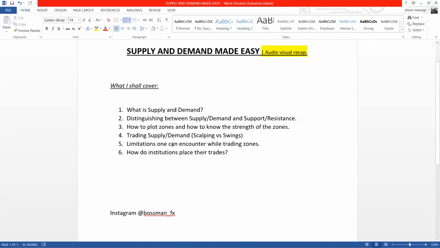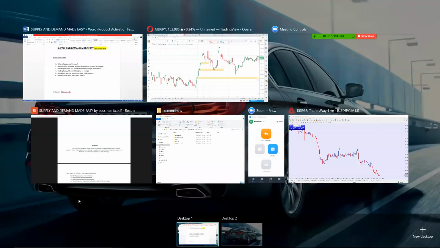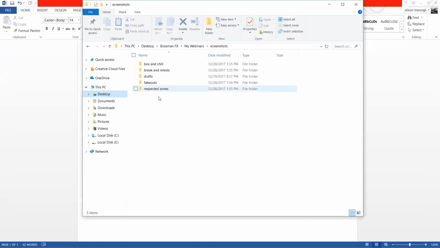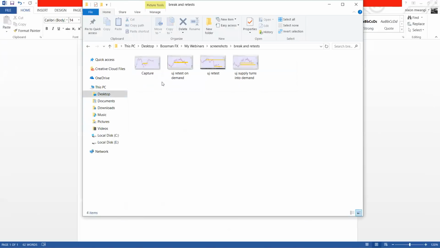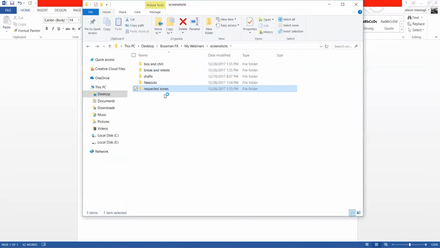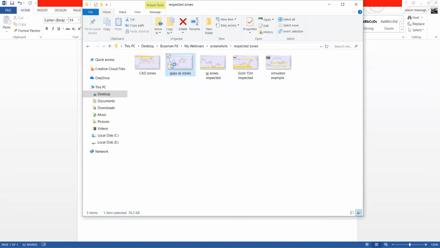So before I actually talk about limitations one can encounter while trading zones, I'll mention three ways that we can use to draw zones. Okay, so I think I have some screenshots. So first of all, there's gaps. Okay, these gaps. I don't know if I have it. No, it's not there. Okay, fine. Here's one.